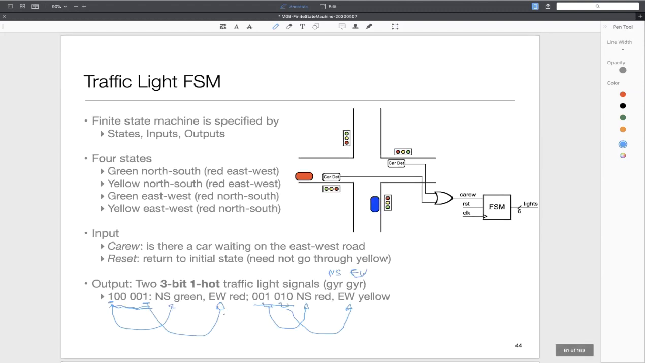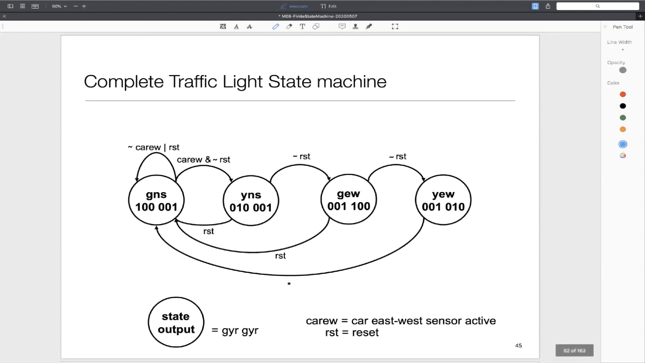Now comes the part about how we draw the state machine. So remember, we said there were 4 states, corresponding to the 4 possibilities. East-west is green, east-west is yellow, north-south is green, or north-south is yellow. So that's how we're going to name the state. So this state GNS means green, north-south. YNS means yellow, north-south, and that's the meaning of the states. And green, east-west, yellow, east-west.